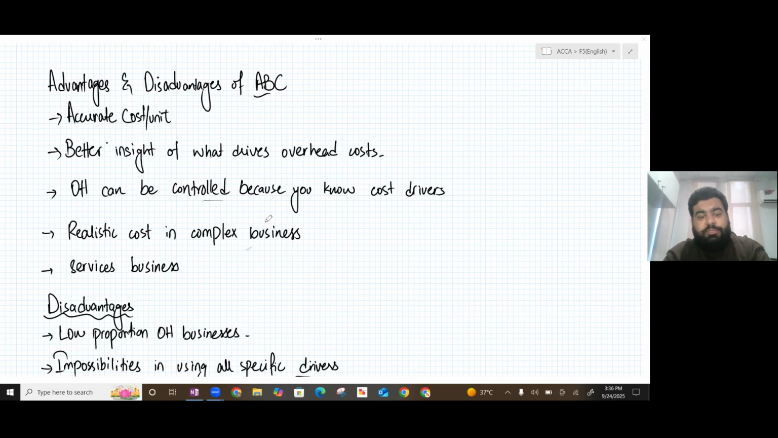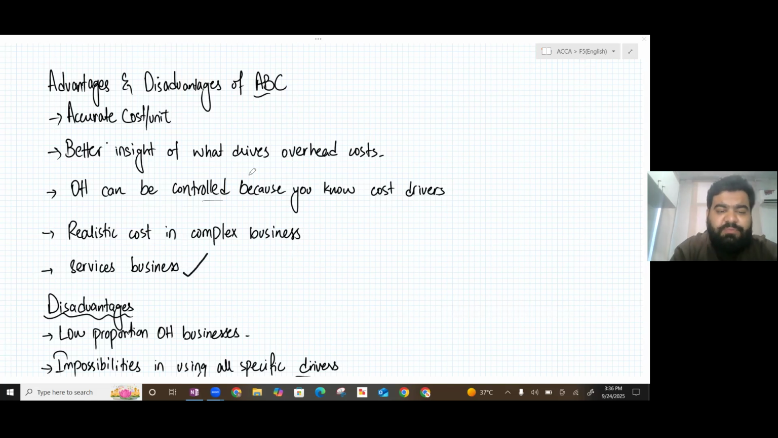Now there are some complex businesses in which production may be complex, the components being used are complex, and the activities are very complex. Where there are complex activities, complex units, complex production, ABC will help you a lot, because ABC focuses on the activities and takes the overhead on the relevant base, not an irrelevant base. So in a complex business it helps a lot, because you have proper insight that this overhead is incurred due to this base, this cost driver.